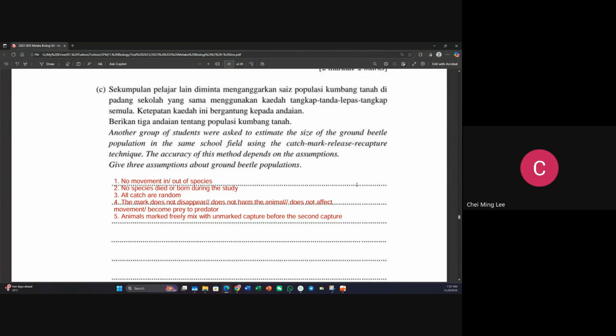Third, all catches are random. Fourth, the mark does not disappear, does not harm the animal, does not affect its movement, or make it prey for predators. Because if you didn't choose wisely, some of the ink will make the insect easily become prey. Fifth, the marked animals freely mix with the unmarked ones before the second capture. This is why you need to wait maybe one week, then recapture again. Some people said 3 days, but 3 days is actually not enough.